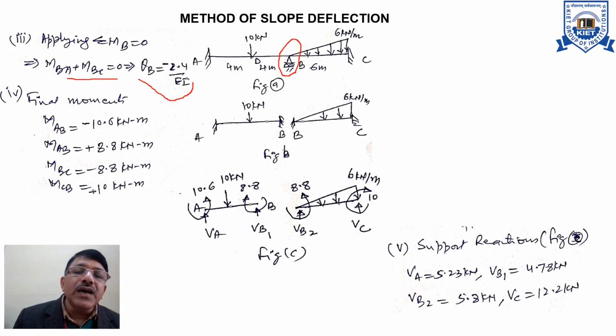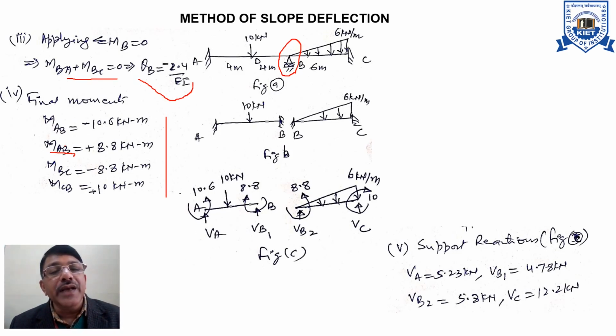Place this value of theta B in the relations for MAB and MBA. Sorry, it is a misprint here. It should be MBA, MBC and MCB. We'll have the values of the moments which were unknown to me basically at the beginning. Now after knowing the value of theta B, they are known to me like this.